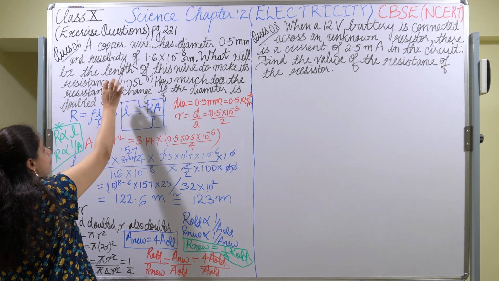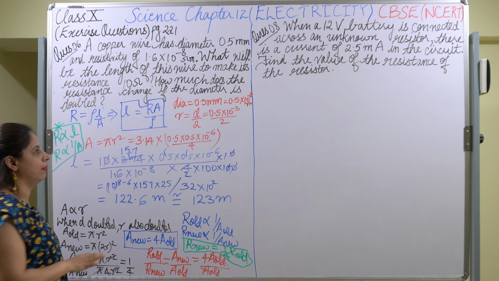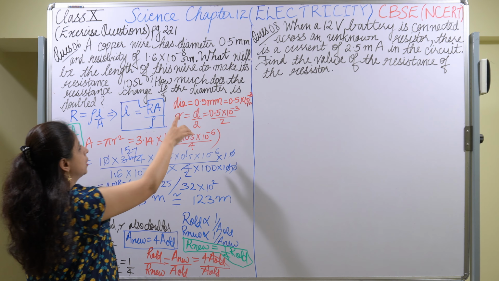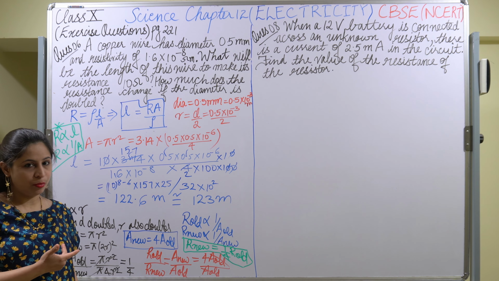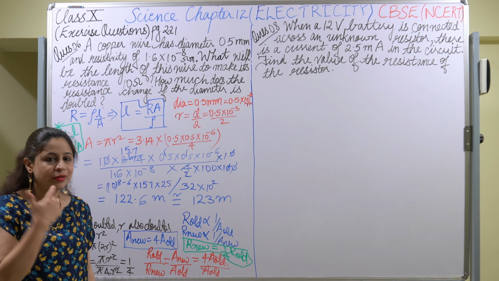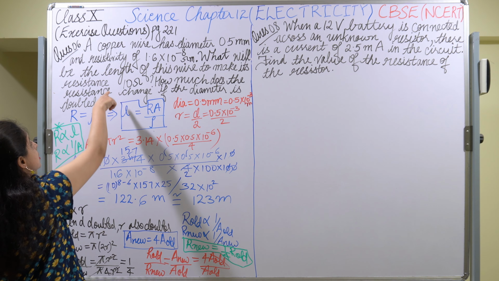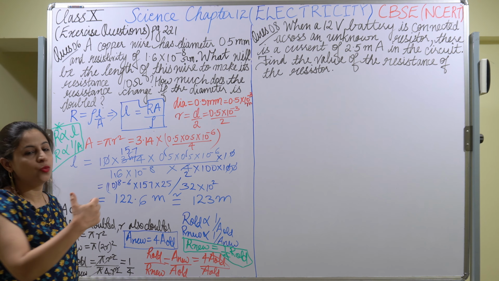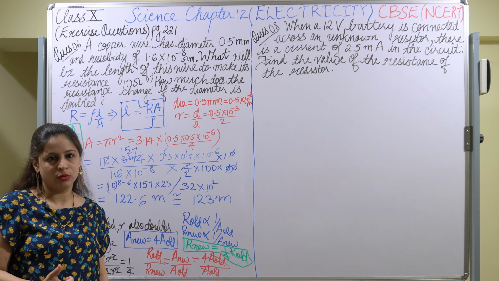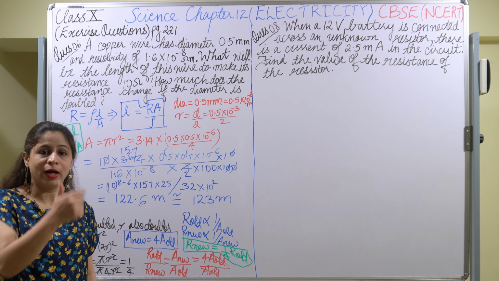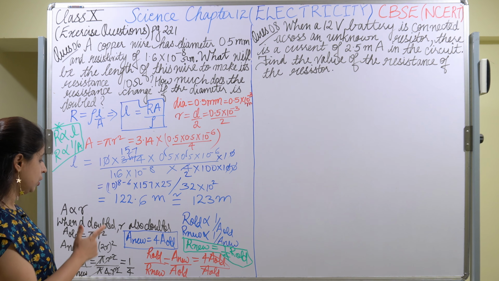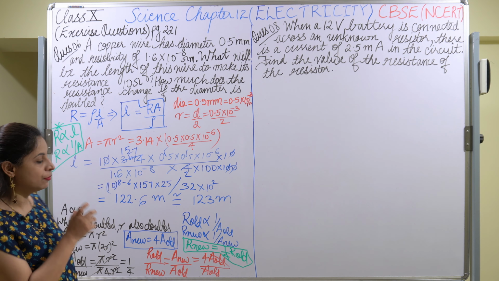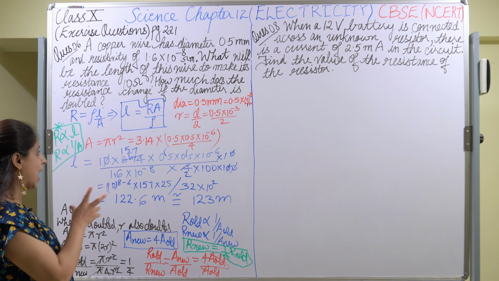Suppose the value of R over here is 10. Now if we double the diameter, then the radius will also get doubled, and when the radius gets doubled, the resistance value will change to 10 upon 4. That means it will change to 1/4 into 10. So this is the effect of doubling the diameter.